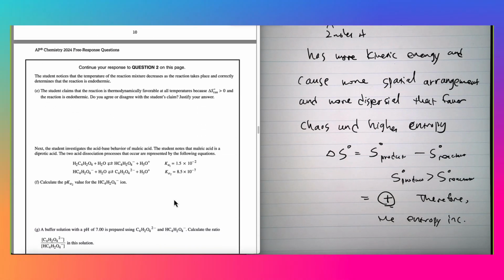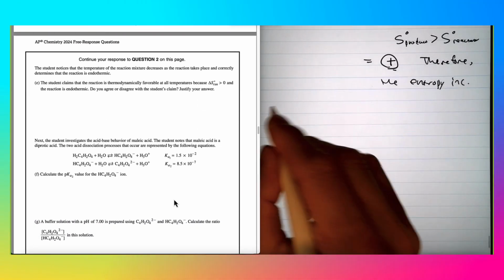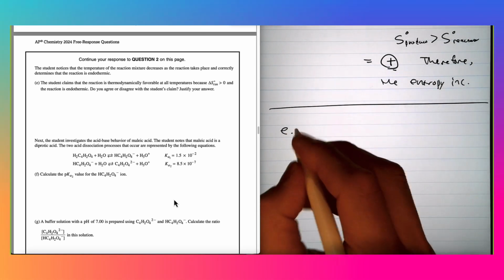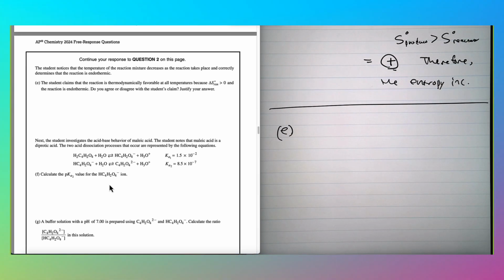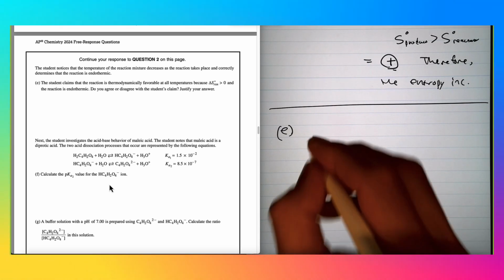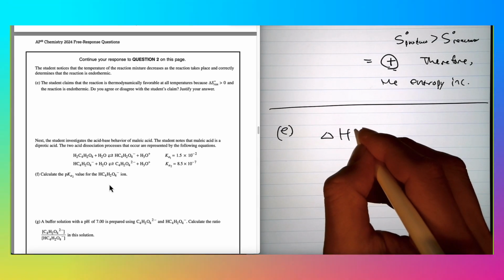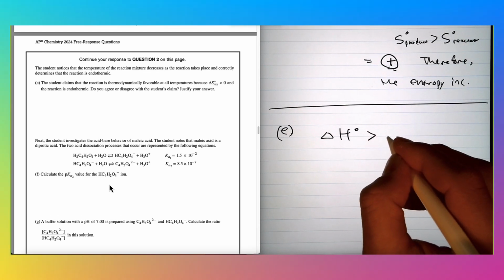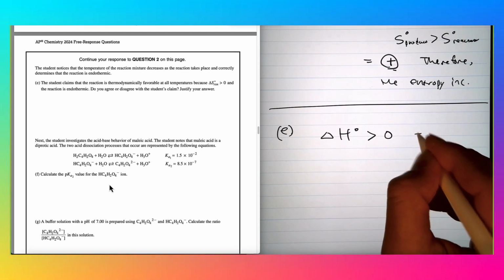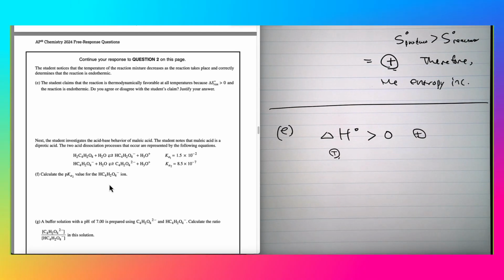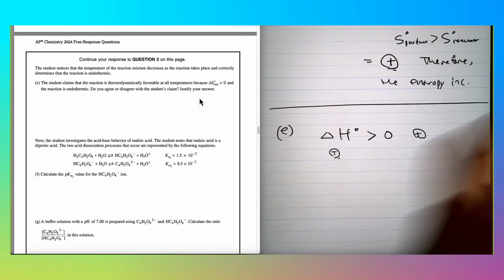Okay, I'm going to move on. Part E. The student noticed that the temperature of the reaction mixture decreases as the reaction takes place and correctly determined that the reaction is endothermic. So if it's endothermic, we're talking about delta H naught is positive.